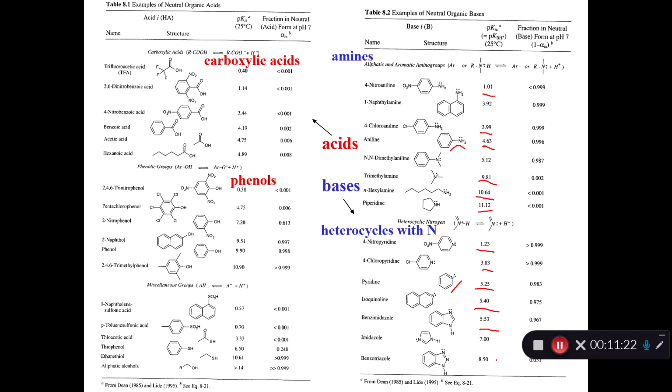So anytime you see an amine, especially if it's attached to a benzene ring, or if you see a heterocycle, like pyridine, as soon as you see that, you should immediately think, maybe that could be acting as a base and picking up a proton and becoming positively charged.